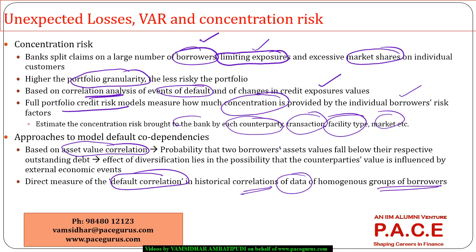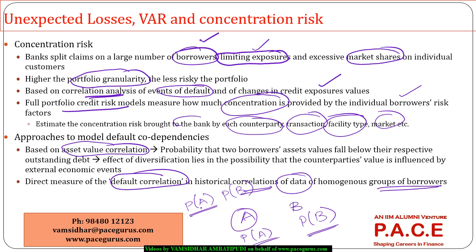So here I am looking at the probability that the asset values of the two borrowers, both of them taken together, are falling below their respective outstanding debt. So I am talking about two borrowers, A and B. Normally, what is the probability of A defaulting? What is the probability of B defaulting? If I am finding that out independently, that's fine. But at a particular point, what is the probability that A is defaulting as well as B is defaulting?